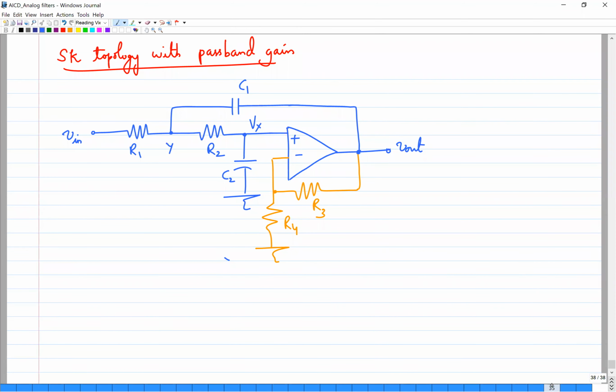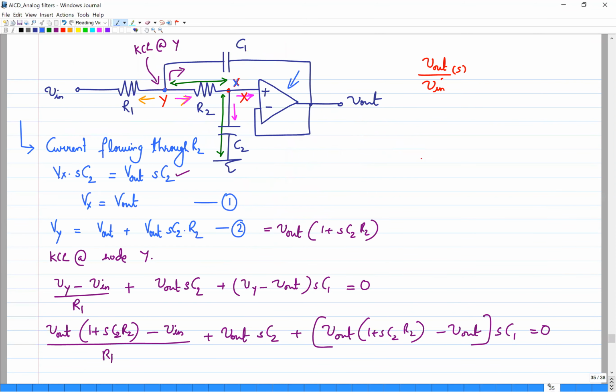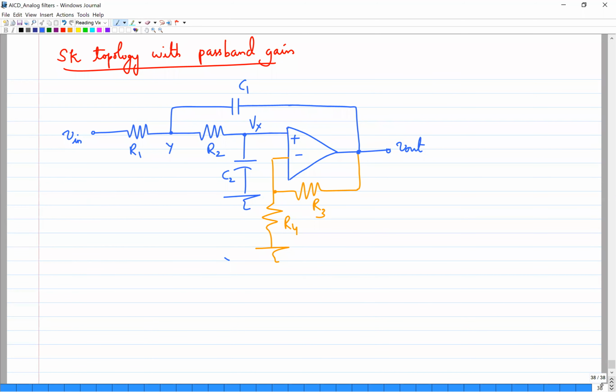So let us look at a comparative. Comparing to the previous circuit, when I configured this as a unity gain buffer, I could directly write Vx is equal to Vout. In this case, Vx is Vout because the gain is unity. But here, how are Vx and Vout related? Or what is Vout?